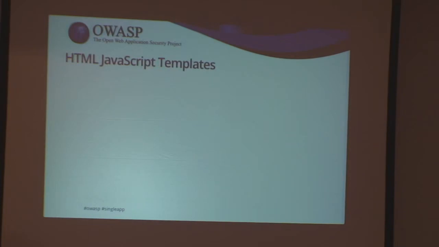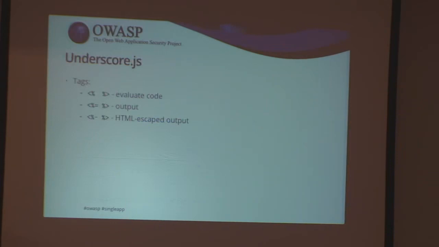And then there's the HTML JavaScript templates. We need to check when we're using one of these templates, what kind of output does it do? What kind of coding options does it have? Does it escape input? What kind of escape? And is the escaping context-based? And I mentioned this earlier for underscore. It does have evaluate codes, output, HTML escape, output.